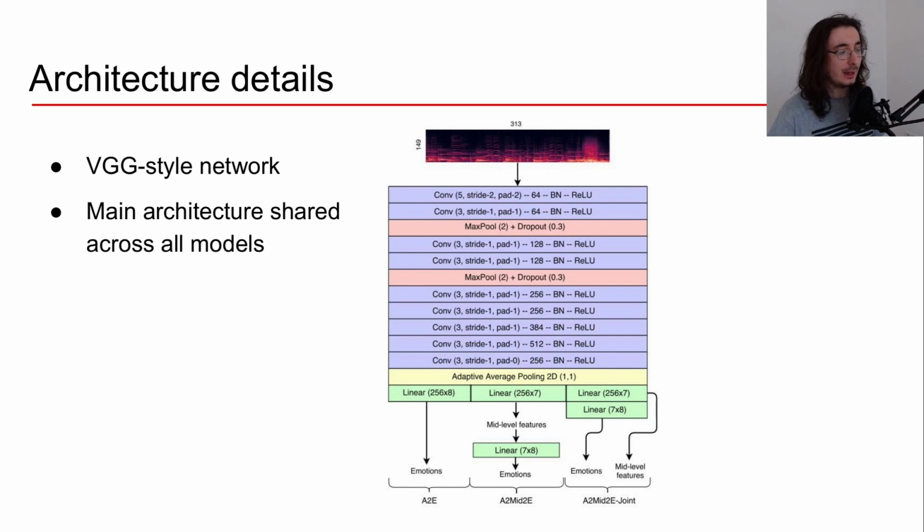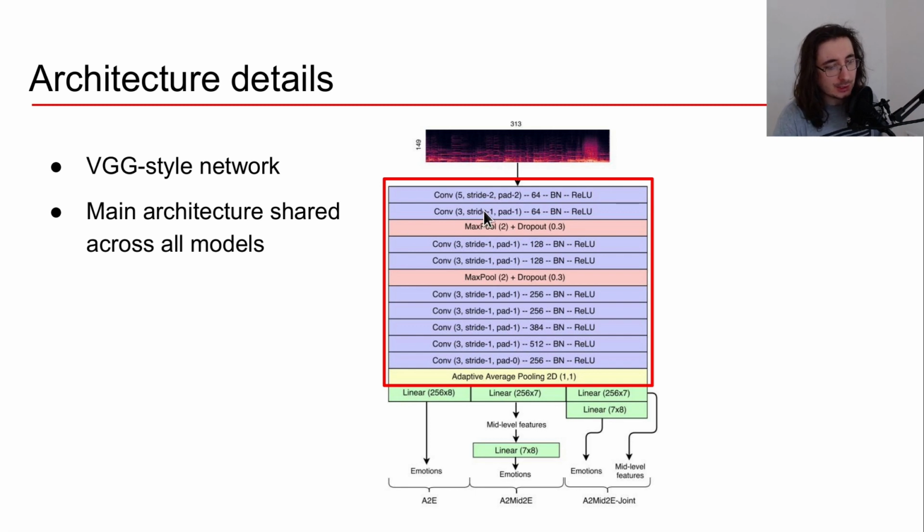researchers use here is based on the VGG network, which is a famous type of architecture that uses a lot of convolutional layers. And then the other main point here is that the main architecture, this VGG style network, is shared across all models. All the three models basically use the same basic architecture, which is this guy here, right?